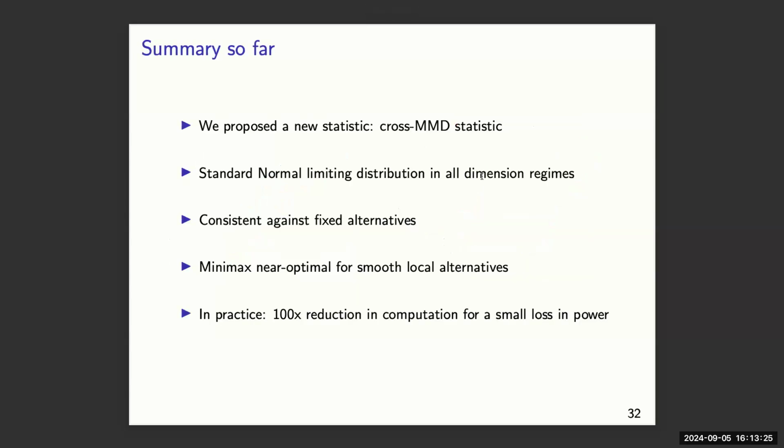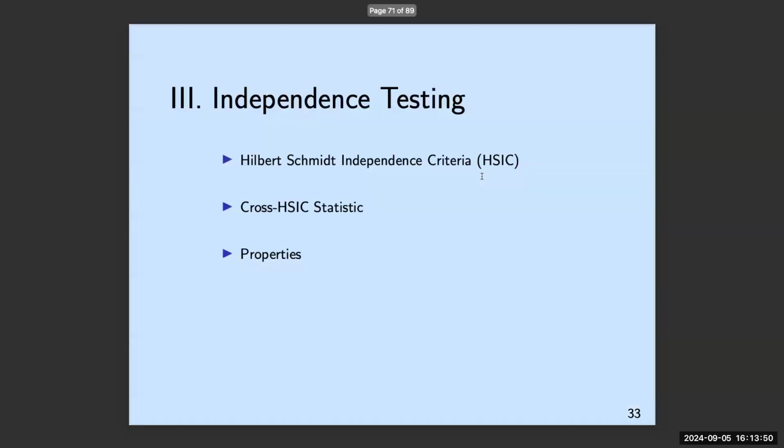To summarize everything so far, we proposed a new statistic that we call the cross MMD statistic. We saw that it has a standard normal limiting distribution in all different dimension regimes. It's consistent against fixed alternatives. It has minimax rate optimal detection boundaries against local smooth alternatives. And in practice, it gives us 2 orders of magnitude reduction in computation at the price of a small loss in power. Any questions about the previous section?